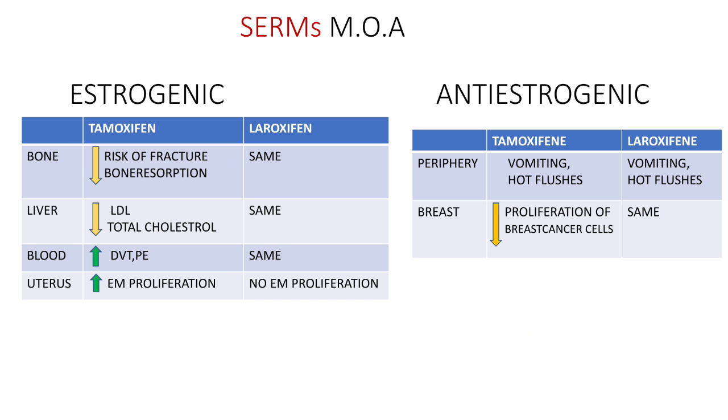The only difference is tamoxifen causes endometrial proliferation, whereas raloxifene has no effect on endometrium. Anti-estrogenic effects are, both the drugs cause vomiting and hot flushes, and tamoxifen and raloxifene both reduce the proliferation of breast cancer cells.